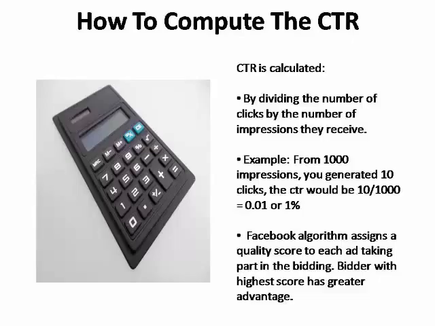For example, if you received 1,000 impressions and generated 10 clicks, your CTR would be 10 divided by 1,000, or 0.01 or 1%. In an auction, the Facebook algorithm assigns a quality score to each ad taking part in the bidding, and the advertiser with the highest score has the biggest advantage.